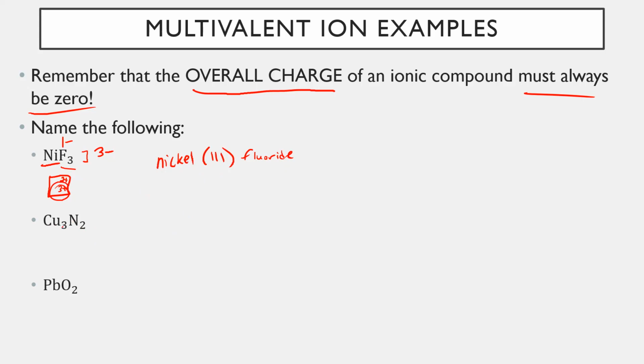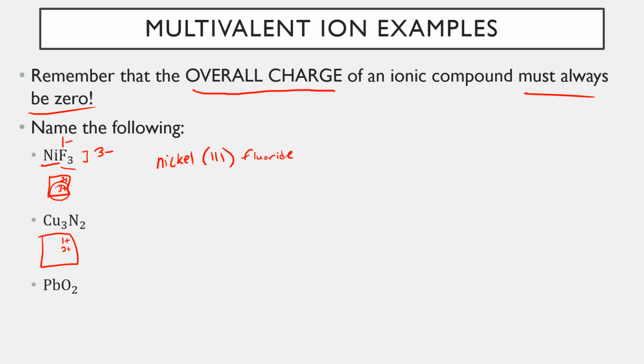Cu3N2. So we have 3 of these. Cu, by the way, is copper. So we have 3 coppers and we have 2 nitrogens. Now here's the thing. If we look at copper on the periodic table, you're going to see that copper can have a 1 positive charge or a 2 positive charge. Now the number of copper we have is going to be important here, but also what's important is the number of nitrogen that we have here.